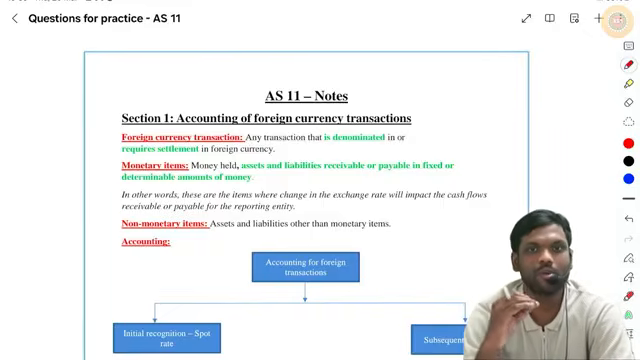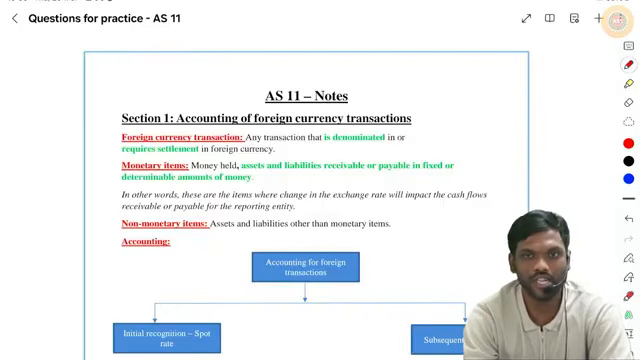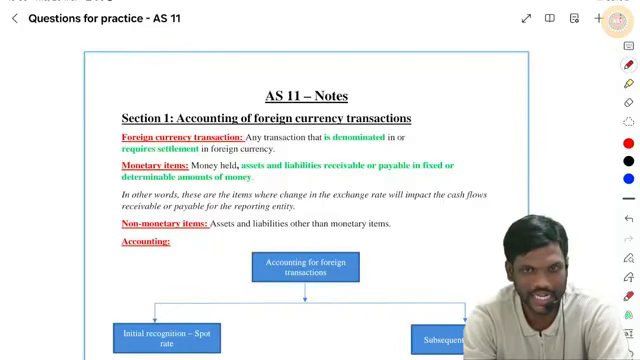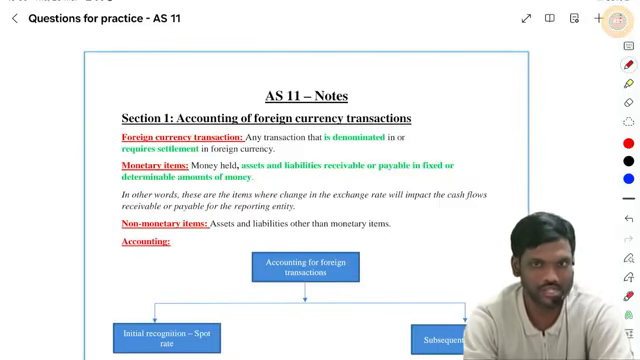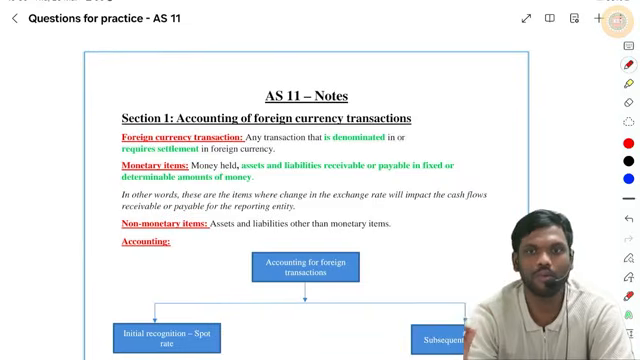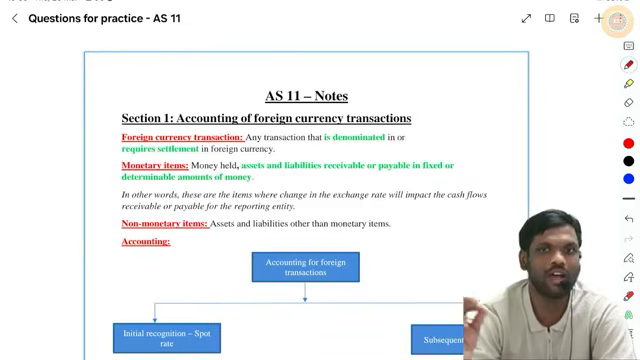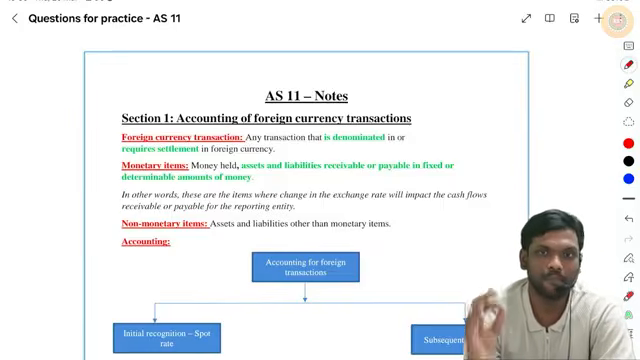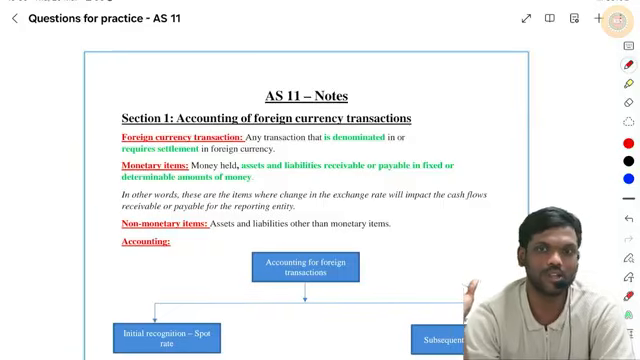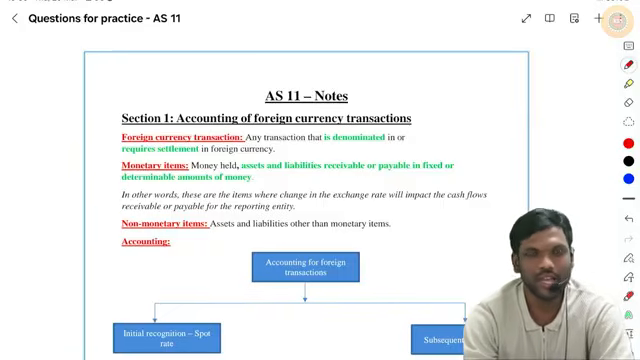Then the second topic will be translation of financial statements of foreign operations, which is your integral, non-integral. Again, we will revise the principles and do one sum which is there in your book. And the last topic will be on accounting for forward currency contracts, where we will again discuss the principles as well as do a sum which is there in your past examination paper as well as in your textbook. This is how it will be structured.